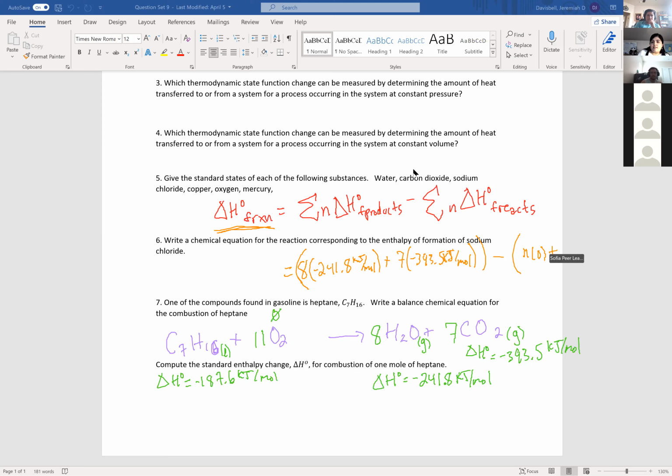You could totally just not write that out, but I just felt like it. What's the last part I need to write? Plus negative 187.6 kilojoules per mole, right? And then if you're handy with your math, this just turns into a minus sign. So if you plug this into your calculator, what should you get as your heat of formation for the reaction?